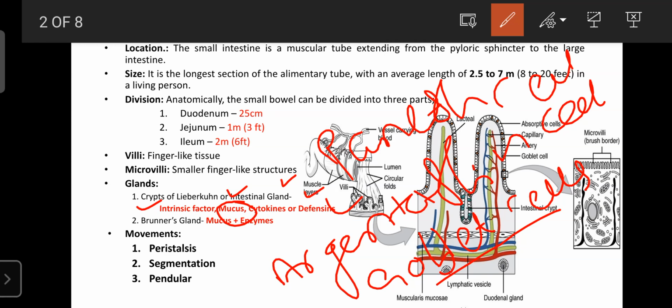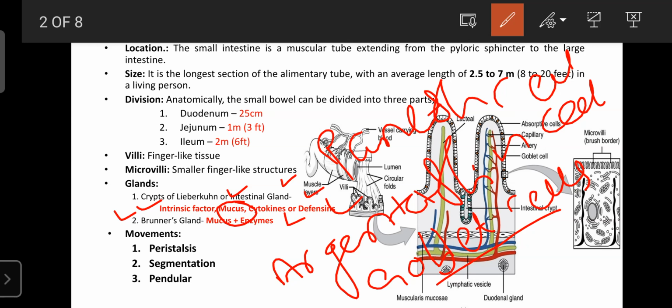Then the small intestine also has another gland, known as the Brunner's gland. It mainly secretes mucus as well as certain enzymes, which are required for the digestion of the food in the small intestine.